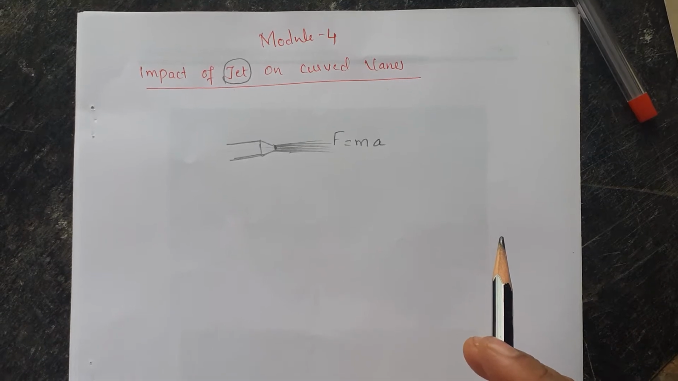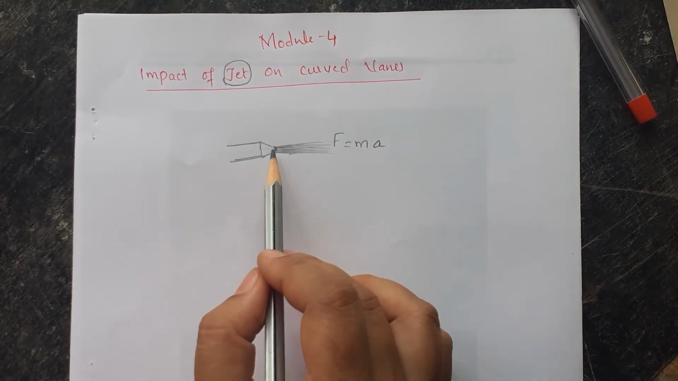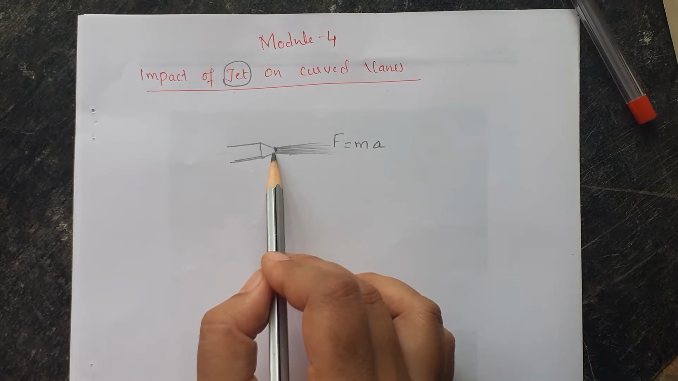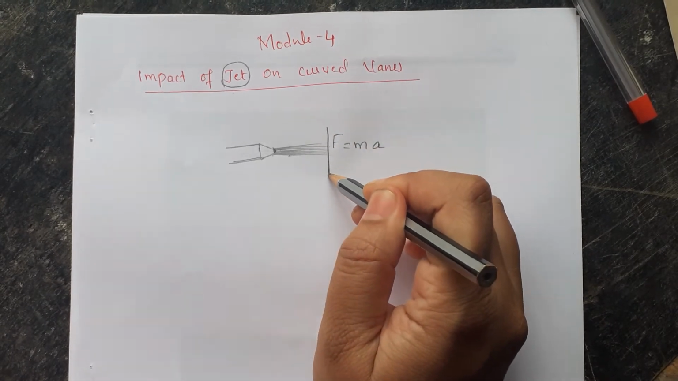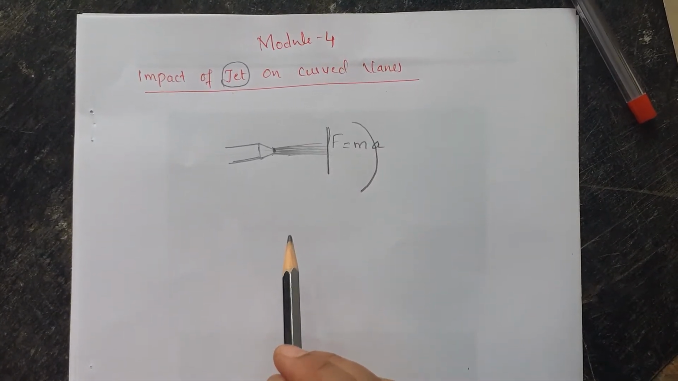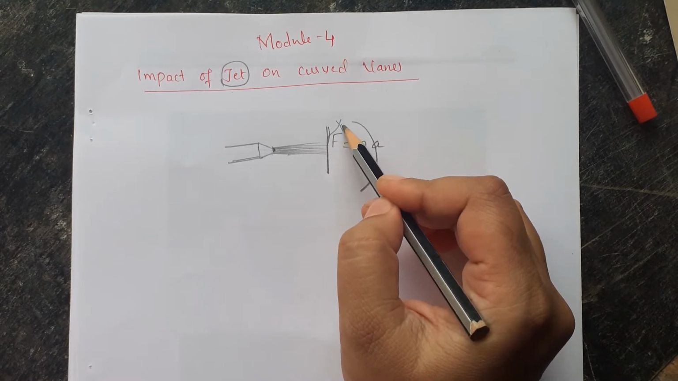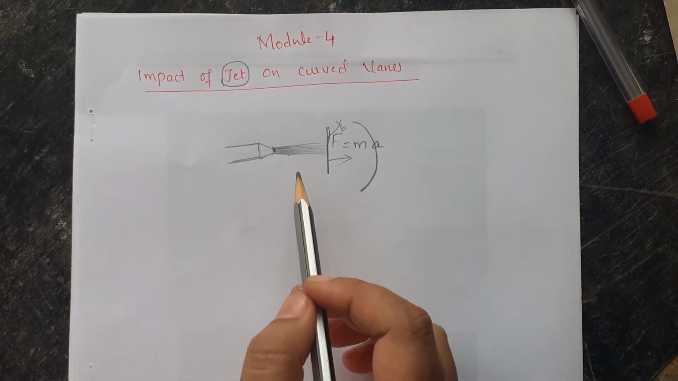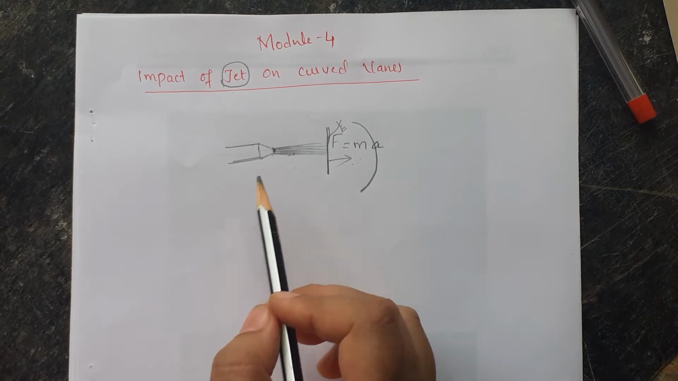When the liquid comes out in the form of a jet from the outlet of this nozzle, which is fitted to a pipe through which the liquid is flowing under pressure, and if any plate, which may be a flat plate or a curved plate, any obstruction which may be fixed or moving, comes in the path of the jet, a force will be exerted by this jet on the plate.